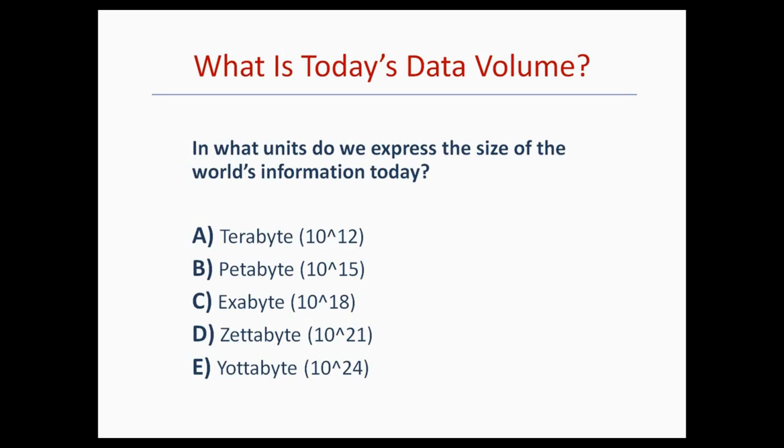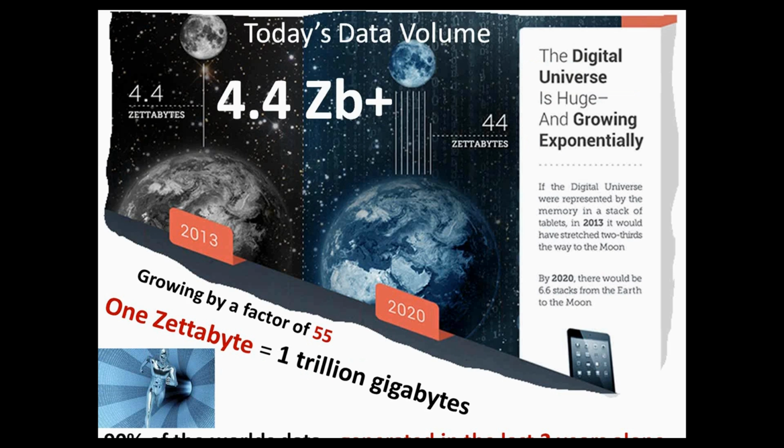If I ask you a question, in what units do you think we express the size of the world's digital information today? There are a lot of units: starting from bits, we have bytes, and then kilobytes, megabytes, gigabytes, and then comes terabytes, petabytes, exabytes, zettabytes, and yottabytes. For those of you who are not familiar with these units, a terabyte is 1024 GB, a petabyte is 1024 TB, and so on. Okay, so let me explain. We have not yet reached the zettabyte scale.